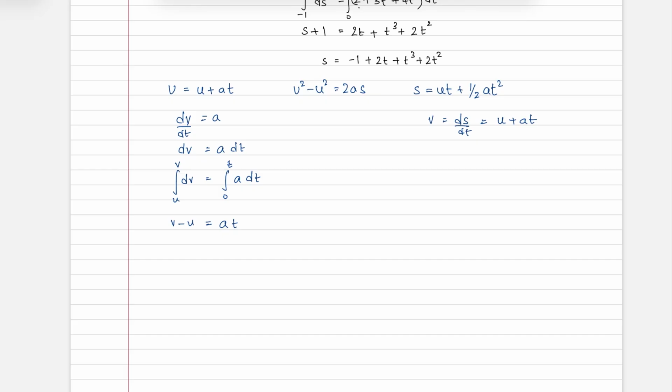If I were to integrate that, I have s is equal to the integral of (u plus at) dt going from 0 to t, wherein this gives you ut plus half at squared. And this again requires that u, and I mean u is the initial speed, so it's just a number, and a has to be a constant, then you get this.